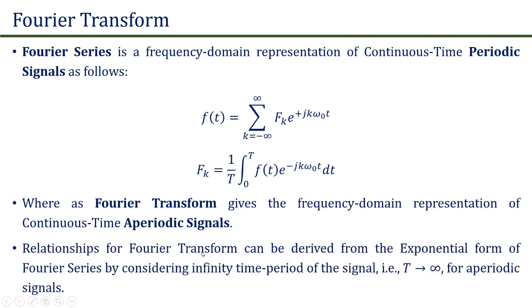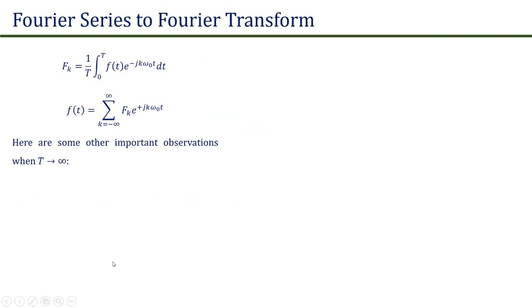The relationship for the Fourier transform can be derived from the exponential form of Fourier series by considering infinite time period of the signal, that is, T tends to infinity for aperiodic signals. Here are some important observations in context to the Fourier series pair given by these two relationships, when we consider time T tending to infinity to make f(t) an aperiodic signal from a periodic signal.